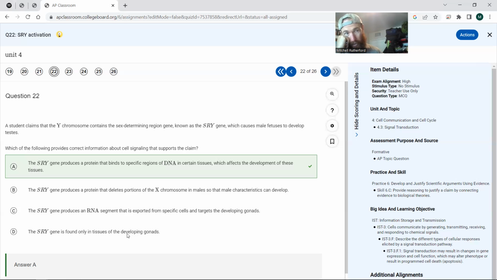But okay, it produces a protein that binds to a specific region of DNA in certain tissues, which affects the development of these tissues. Boom, perfect. That's our lac operon, promoter, operator. Something's landing on the DNA, and transcription and translation make a protein. That is the deal. Y chromosome, male, testes, let's go.